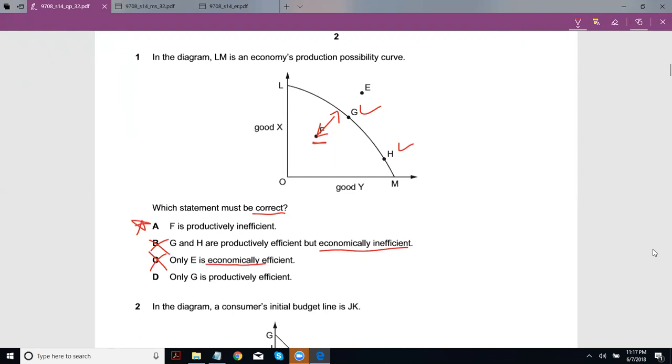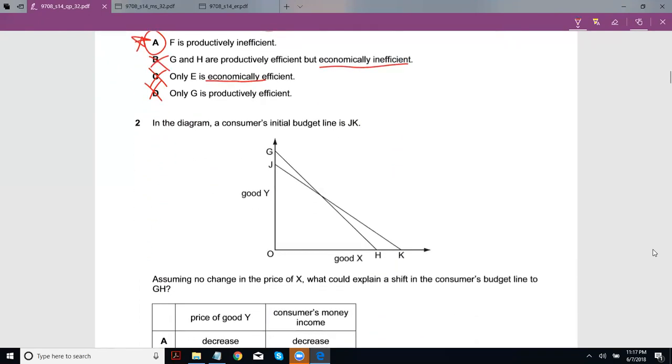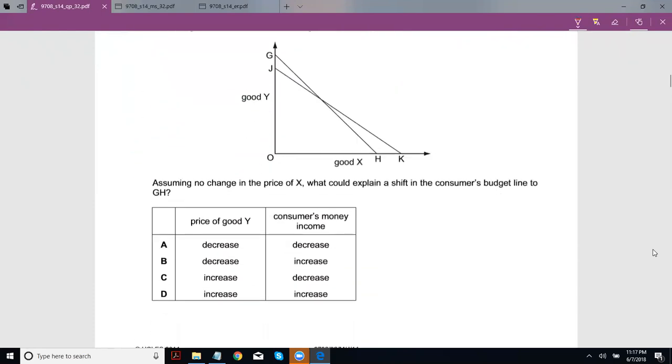Only G is productively efficient. Well, no, H is also productively efficient, so you can cross that out, leaving you with A, which we had already explained why A is correct.